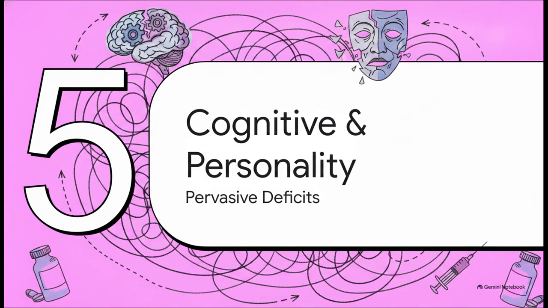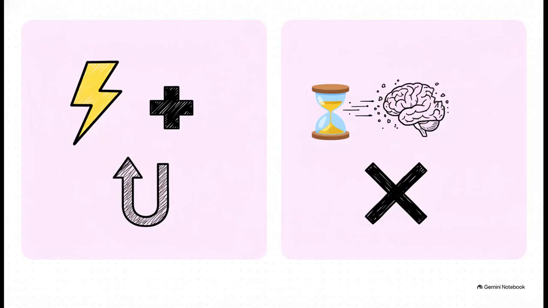Finally, Section 5, cognitive and personality disorders. We're focusing on pervasive deficits. It is absolutely vital to distinguish between two frequently confused conditions here. Delirium has a rapid onset. It's often tied directly to a specific underlying medical issue like a bad infection or a medication interaction, and, this is key, it's a reversible medical emergency.